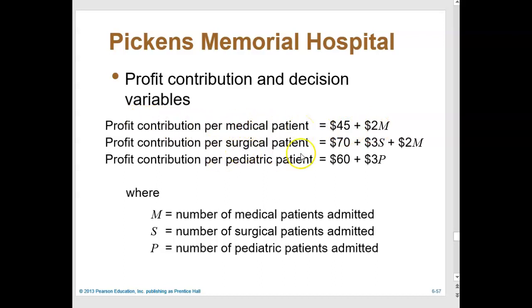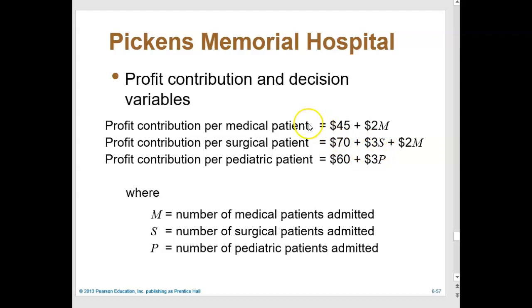The same way for surgical patients. With each additional surgical patient entering the hospital, the profit contribution increases by $3. So the first surgical patient has a profit contribution of 70 plus 3, the second surgical patient has a profit contribution of 70 plus 6, and so on.